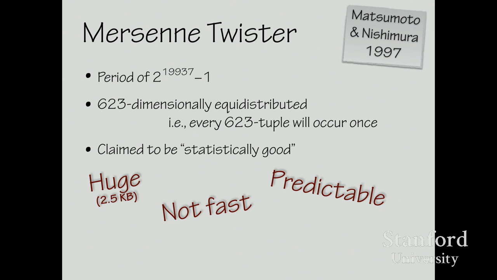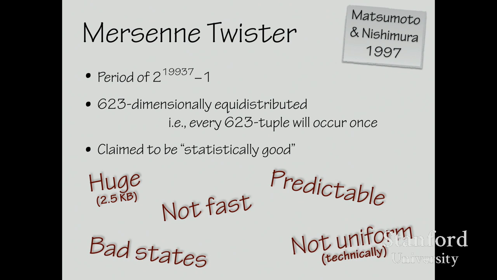It's not that fast, actually. And really, really crazily, despite the huge number of numbers it can produce, if you just get 624 numbers from the Mersenne twister, from that point onwards, you can predict it completely, which is really kind of sad.